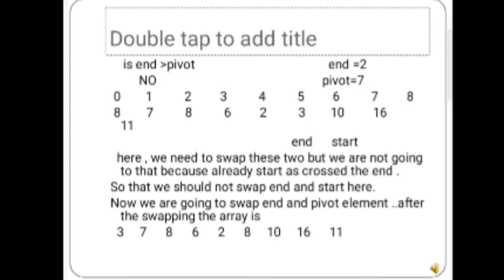Here we need to swap these two, but we are not going to do that because start has already crossed the end, so we should not swap end and start here. Now we are going to swap end and pivot element. After the swapping, the array is 3, 7, 8, 6, 2, 8, 10, 16 and 11.